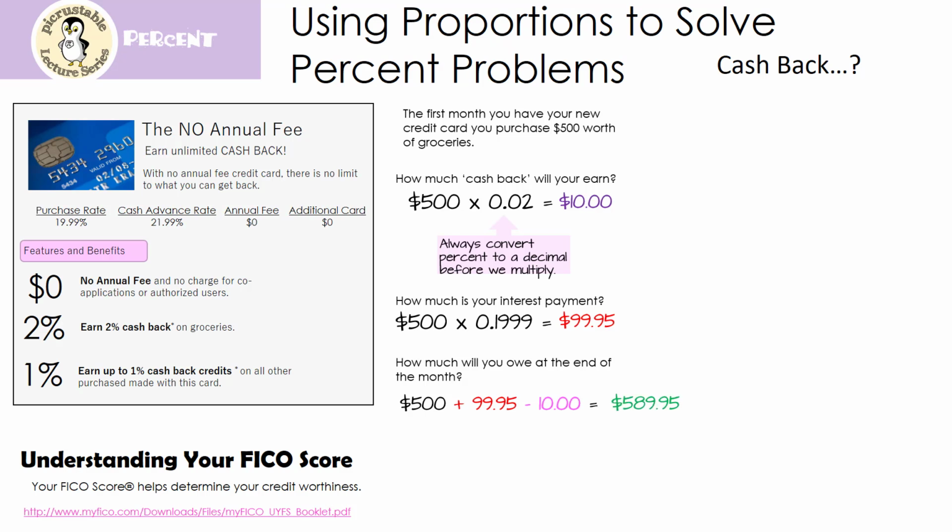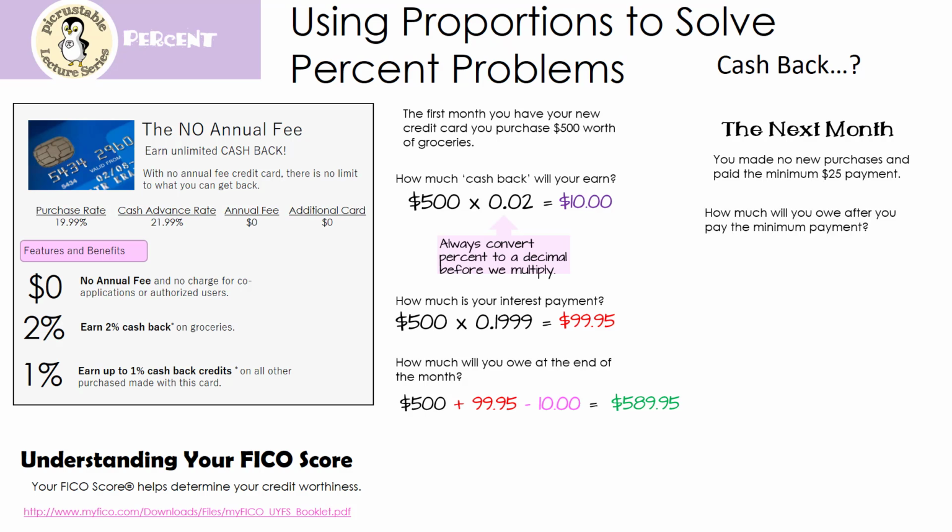$589.95. Oh my gosh. So after I purchased $500 of groceries, getting $10 cash back, does that really mean anything? Not really. Let's look at the next month. You made no new purchases and paid the minimum $25 payment. How much will you owe after you pay the minimum payment?